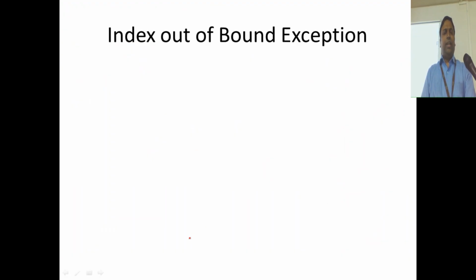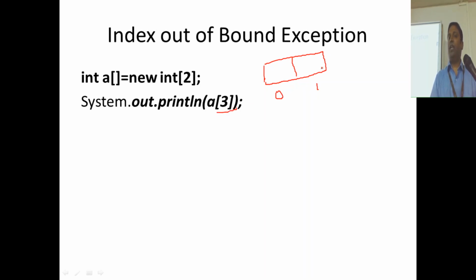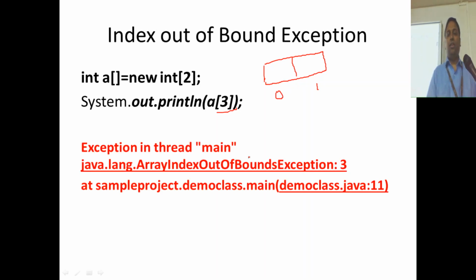So let us directly go and look at it here. Say if I have an array which can hold two integers. So this array can hold two integers. So what it means is it can have an index 0 and index 1. But what I'm trying to access is index 3, which is not even part of this definition. So normally what is the error you get while you are trying to access something that you are not defined? You get the array index out of bound exception as the error and where it occurred.